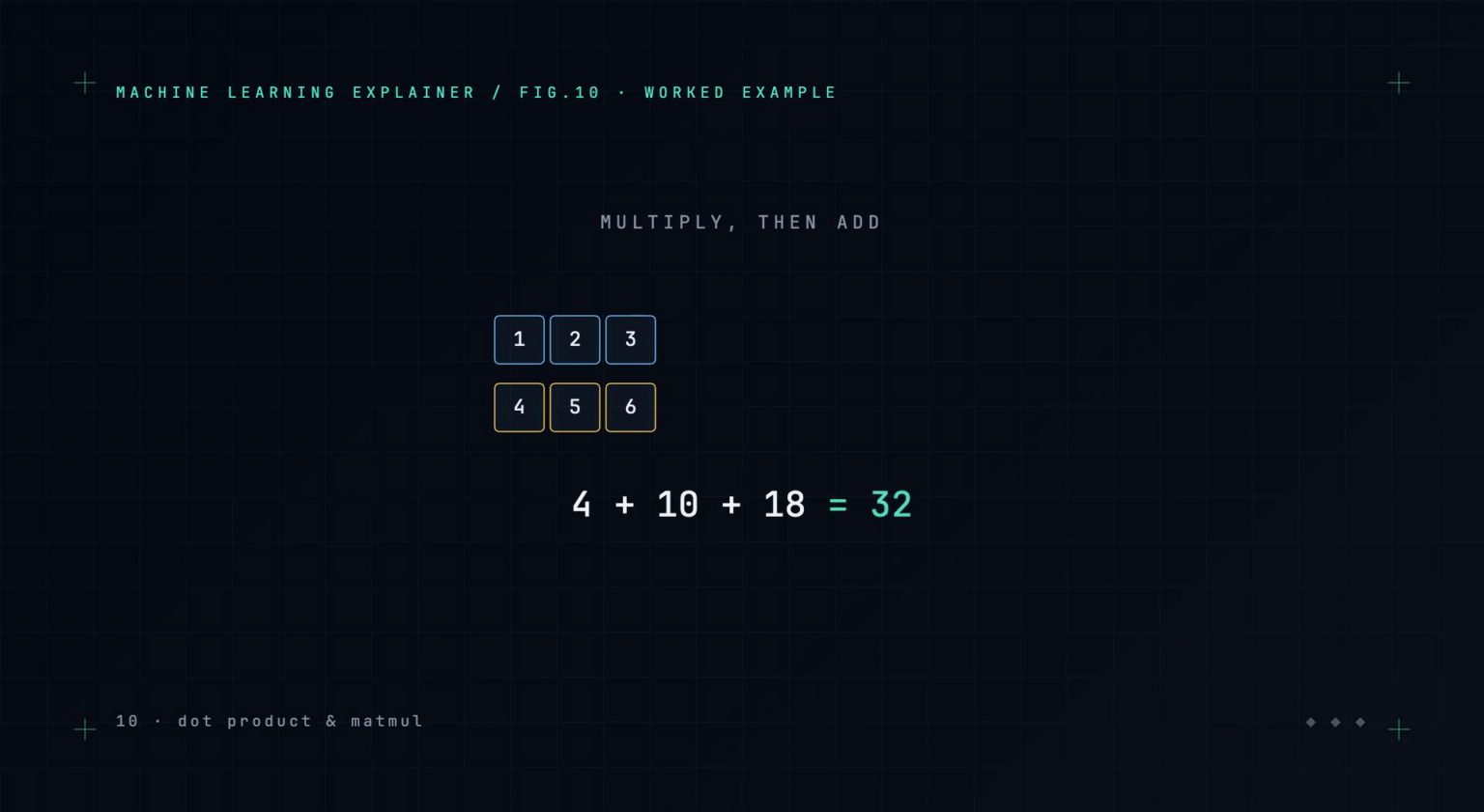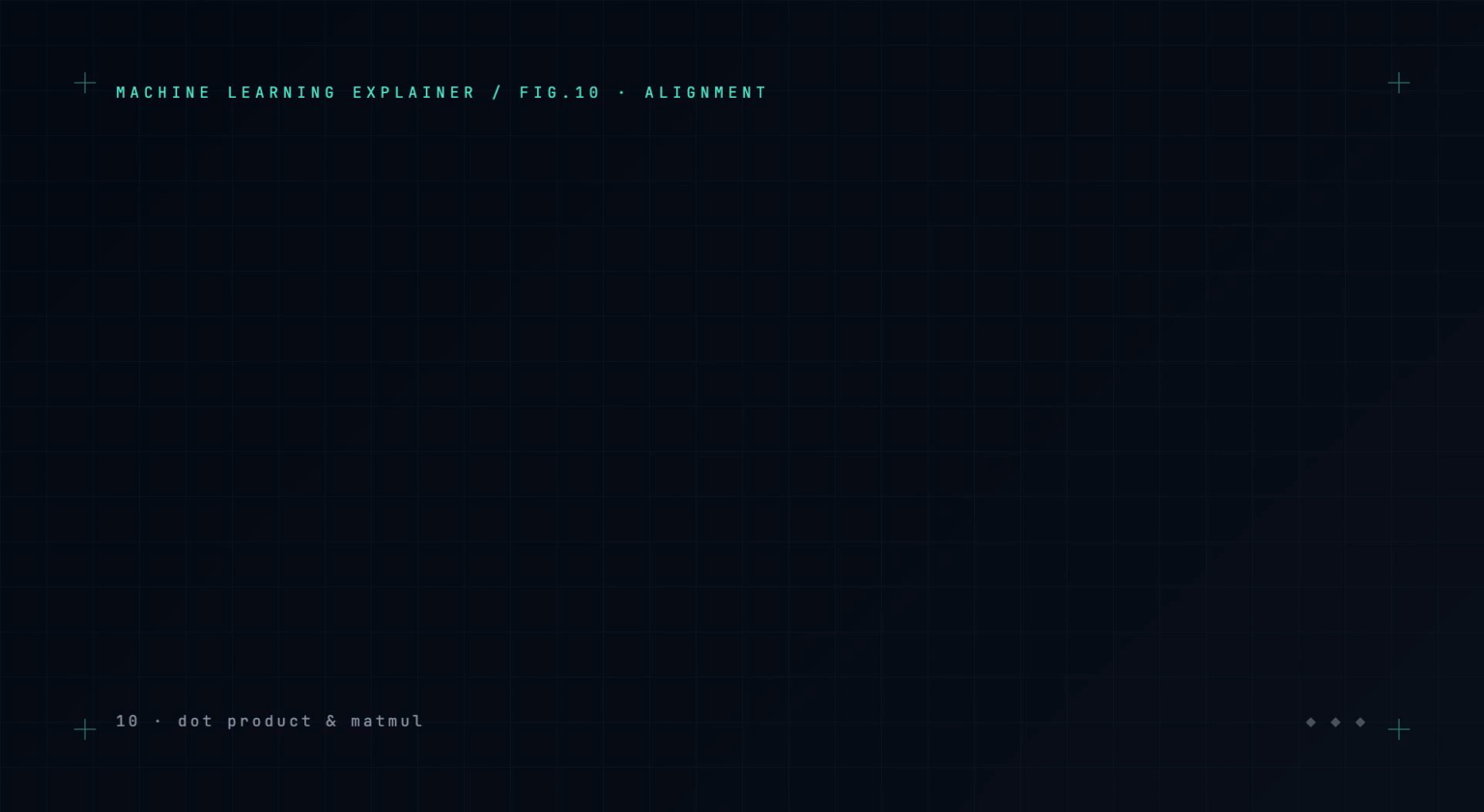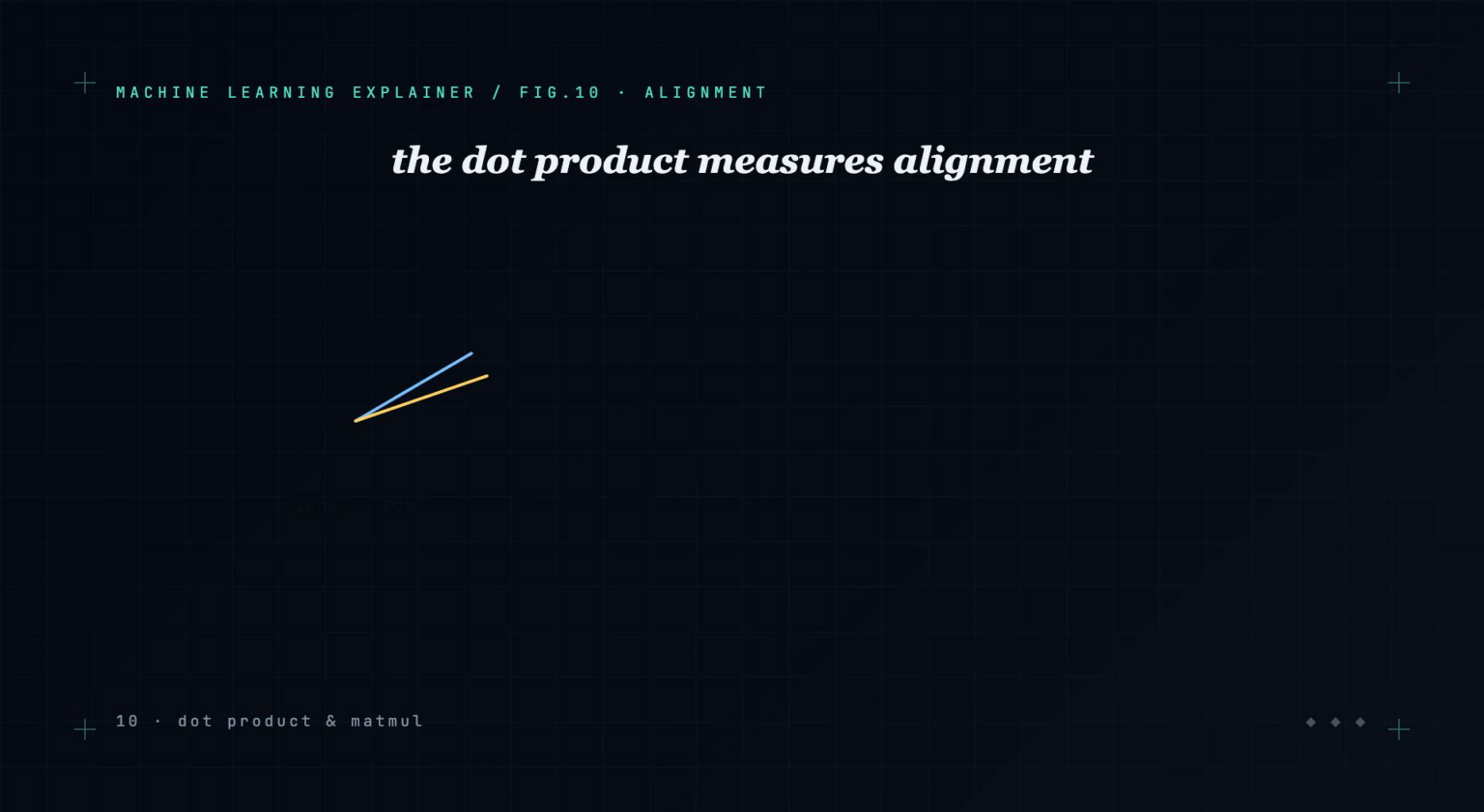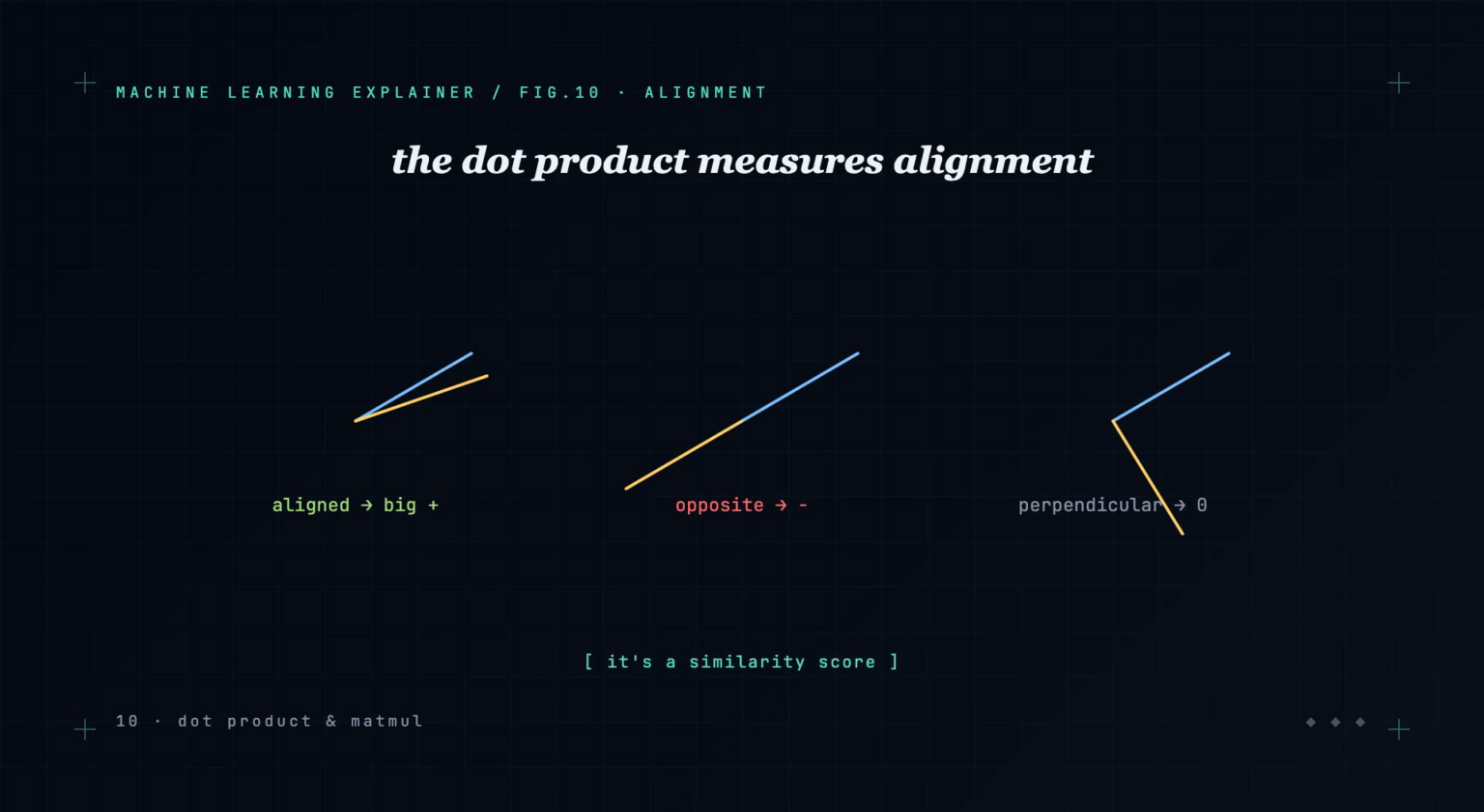Now, why does that number matter so much? The dot product measures alignment. When two vectors point the same way, their dot product is large and positive. When they point in opposite directions, it's negative. And when they're perpendicular, completely unrelated, it's exactly 0. So the dot product is a similarity score. How much do these two vectors agree? That single idea shows up everywhere.